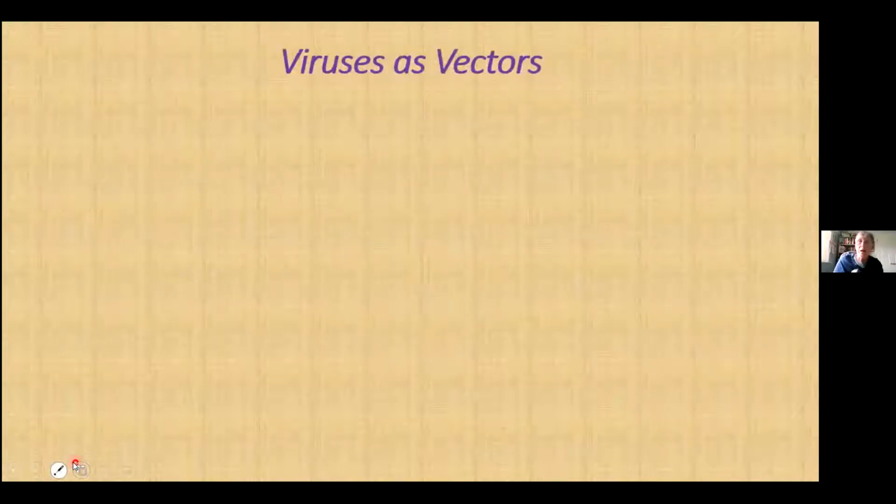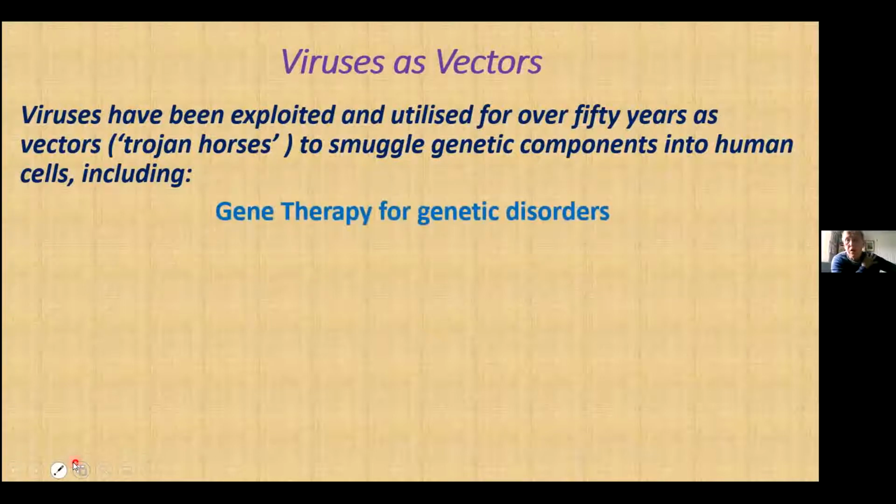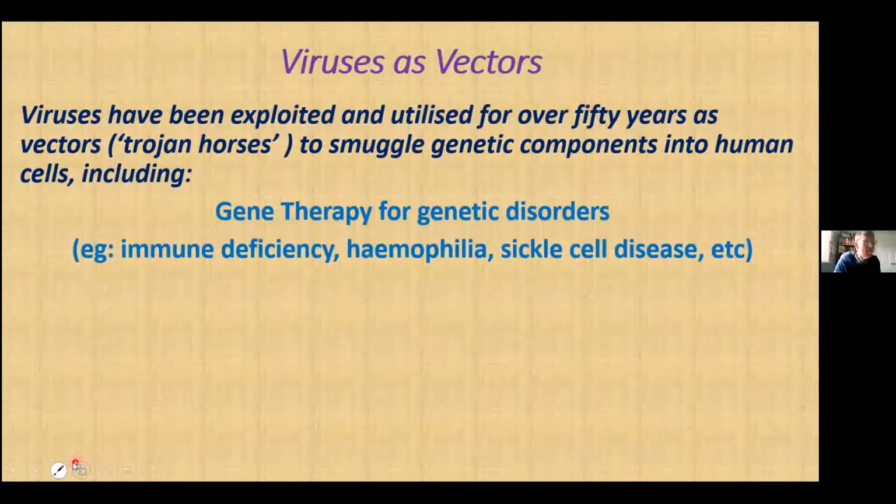It's worth reminding ourselves that viruses act as vectors in a number of ways, and we've exploited them for quite some time. We're really using them as some sort of Trojan horse to smuggle various genetic components that we want to create. What's basically happened over the years is that we've used it in gene therapy for a number of genetic disorders. For example, you probably all remember the boy in the bubble who had immune deficiency and couldn't live in the outside world. Well, this was one of the first cases for treating with gene therapy.